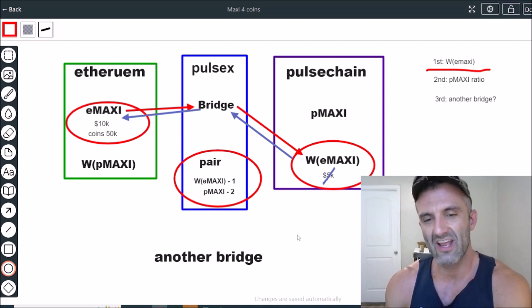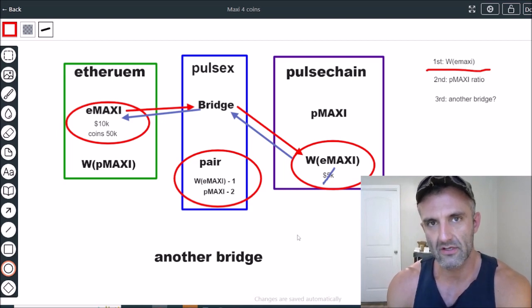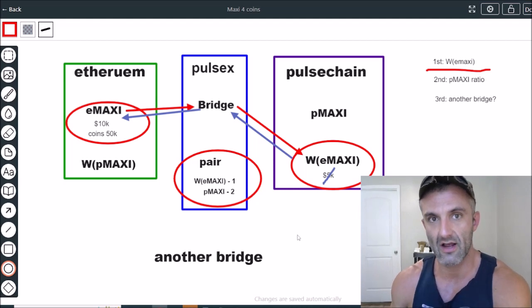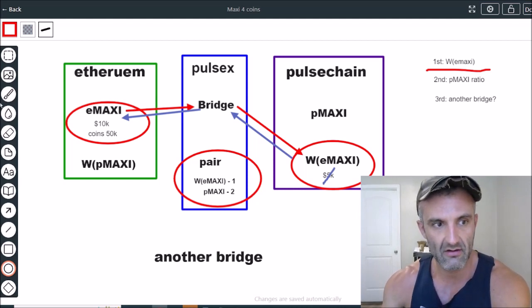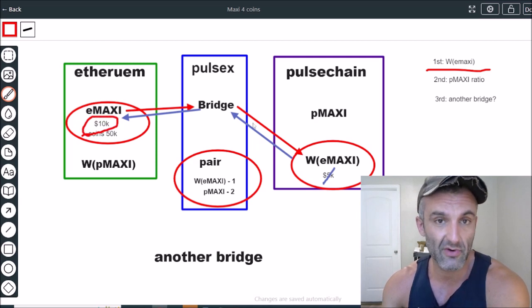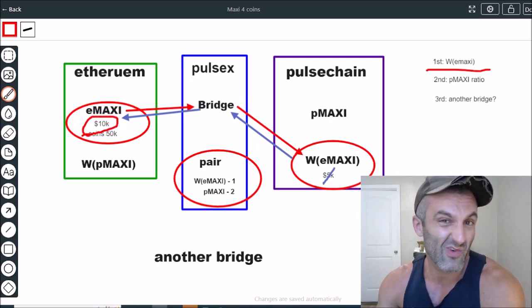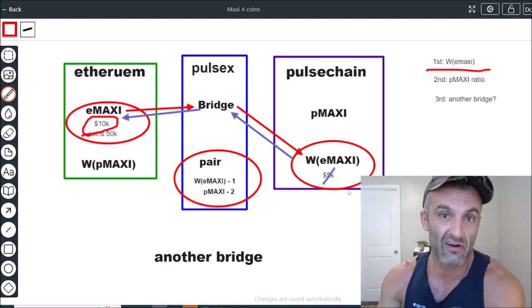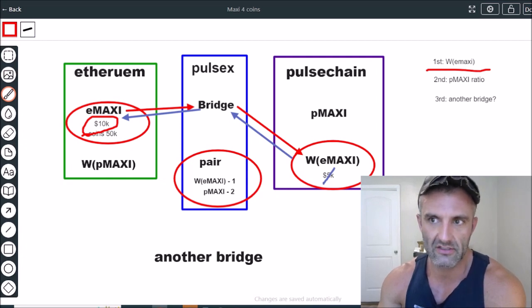We understand wrapped E-Maxi. Now, somebody brings their wrapped over. We understand how that's going to sit very close to $10,000, right? It's going to stay very close to this number right here because there's a bridge. If it trades for less than that, we're going to increase our bag. If it was 9,000, cool, we just made $1,000. If it's trading at 2,000, cool, we get a 5x on our money, right? Like it's not going to trade at that little amount, right?